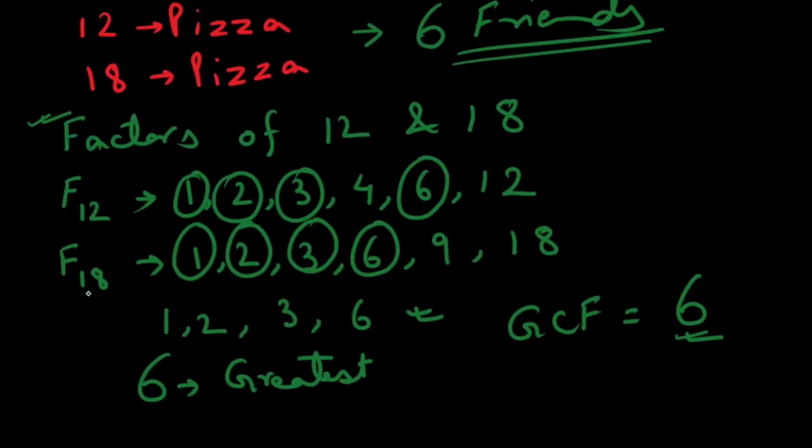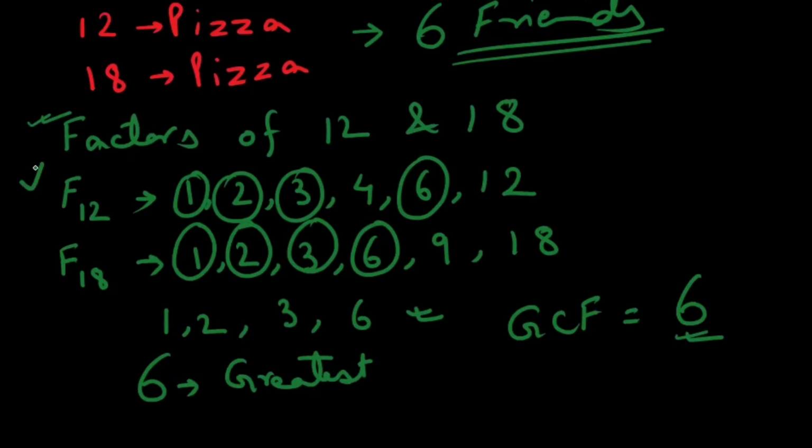Then after finding the factors, we have to see the common numbers, and in those common numbers, we have to see which one is the greatest number. I hope it's clear what GCF is. Let's see the second method of this one. This is the first method of finding the factors. Now I will show you the second method also, how we can find the greatest common factor.